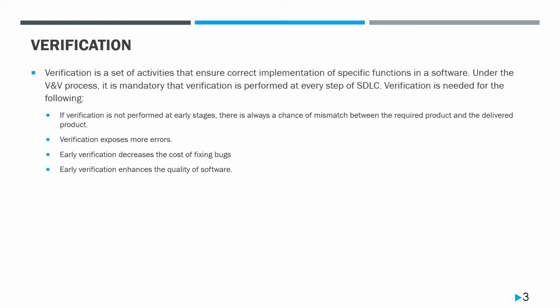So what is verification? We have seen that verification is a set of activities that ensures correct implementation of a specific function in a software. What is the need of verification then? Can't we test the software in the final phase of SDLC? Under the verification and validation or V&V process, it is very important and mandatory that verification is performed at every step of SDLC parallelly. Verification is needed due to this.